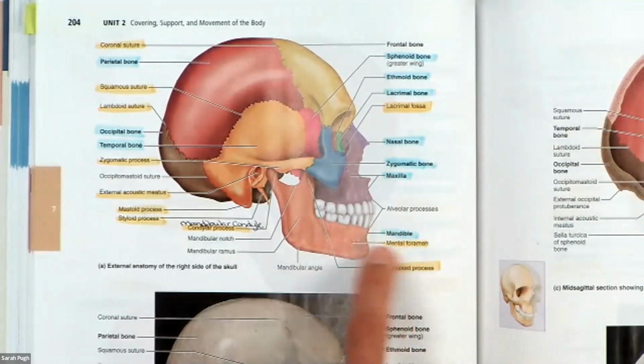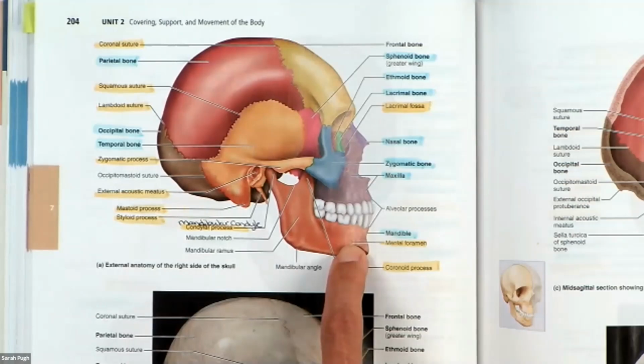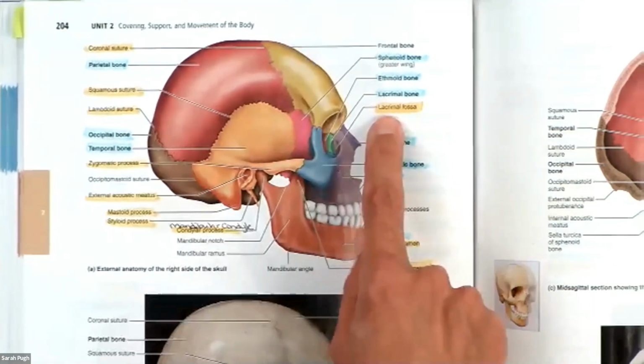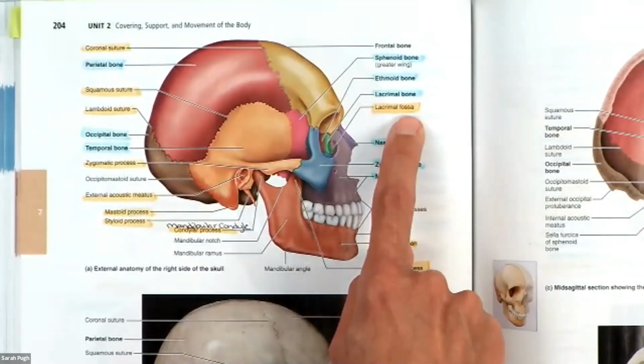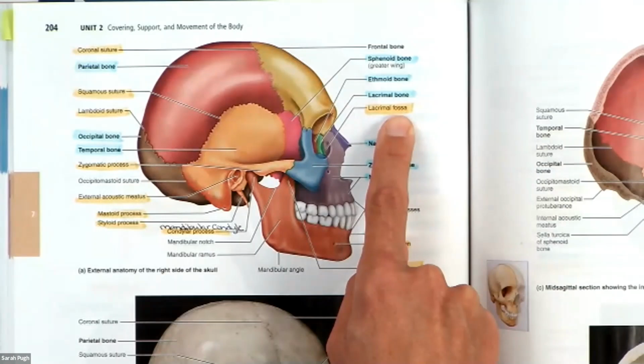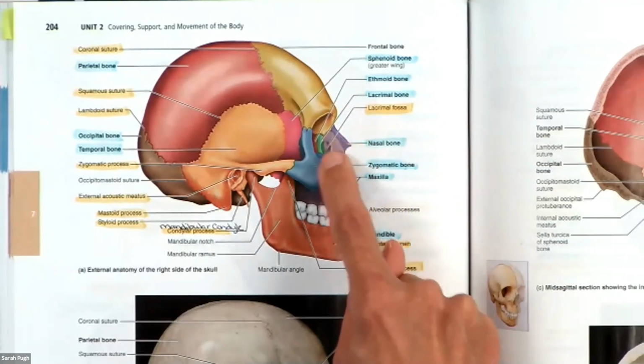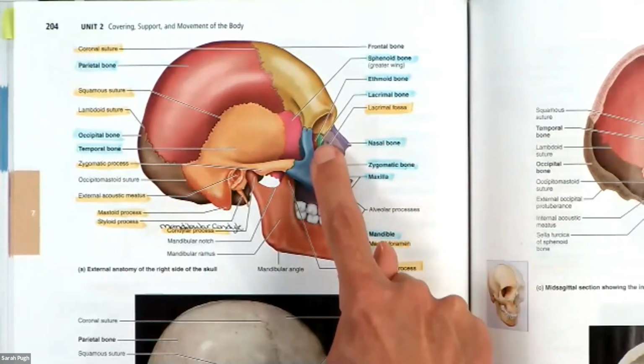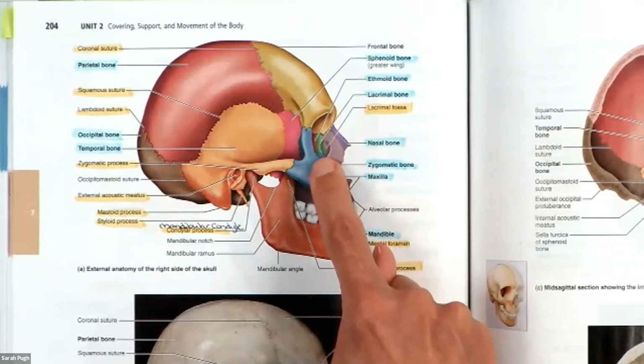We already did the mental foramen, but you can see them again, these little holes in the mandible that allow blood vessels and nerves to pass. And then the last one right here, the lacrimal fossa. This is a hole, so a fossa and a foramen are very similar, okay? This is a hole in the lacrimal bone. Remember, the lacrimal bone is this sort of grass.